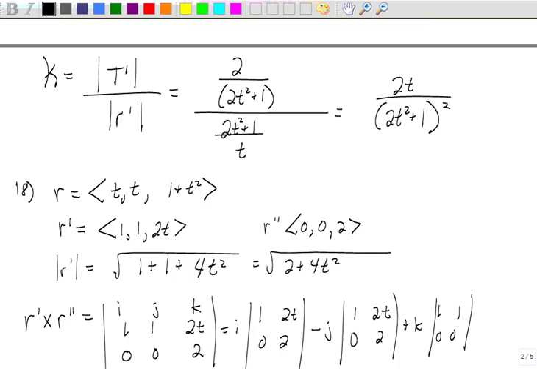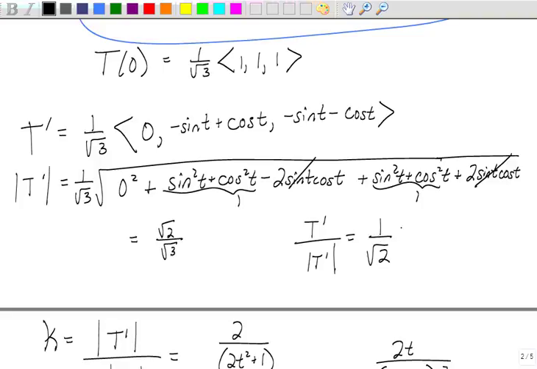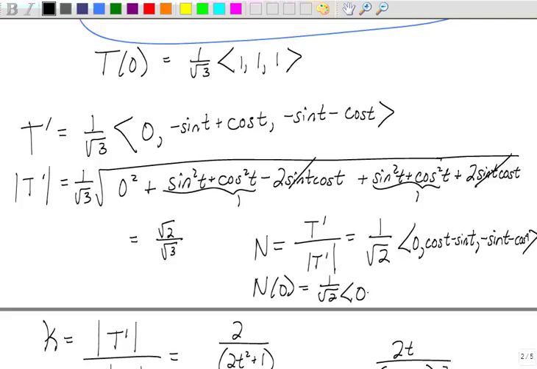Okay, so T prime over the magnitude of T prime is 1 over the square root of 2, 0, cosine t minus sine t, minus sine t minus cosine t. That's N. So N of 0 is going to be 1 over the square root of 2, 0, 1, negative 1. So that's going to be the normal unit vector.